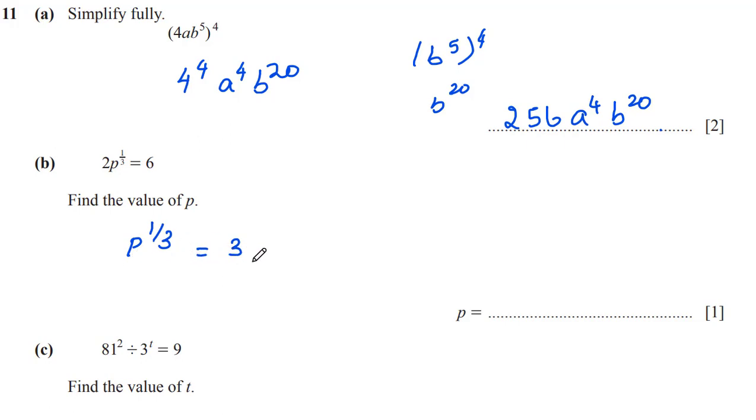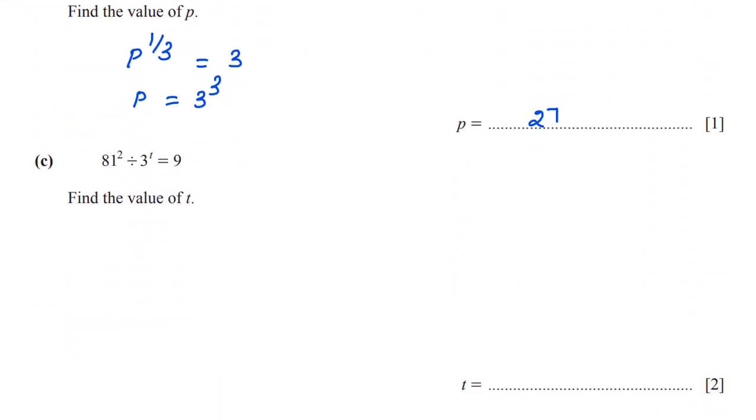Now you want to get something, power something, is 3. So you can take this power to the other side. What does this 1/3 mean? It's a cube root. If you take this to the other side, it will become 3 cubed. So that is equal to 27.